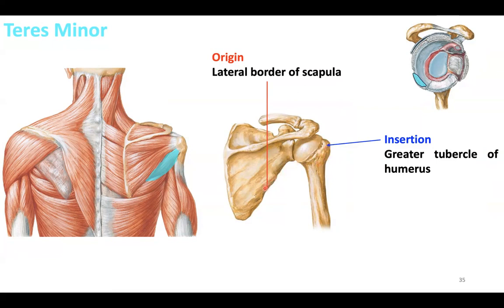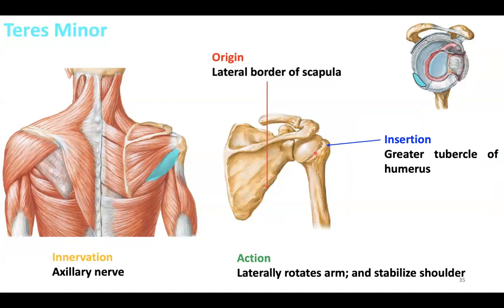So this muscle also crosses the shoulder joint posteriorly. When this muscle contracts, it will rotate the humerus laterally. So its action is lateral rotation. And in addition, it stabilizes the shoulder joint. Teres minor is innervated by the axillary nerve. So the deltoid and teres minor are innervated by the axillary nerve, and the axillary nerve is a branch from the posterior cord of the brachial plexus.